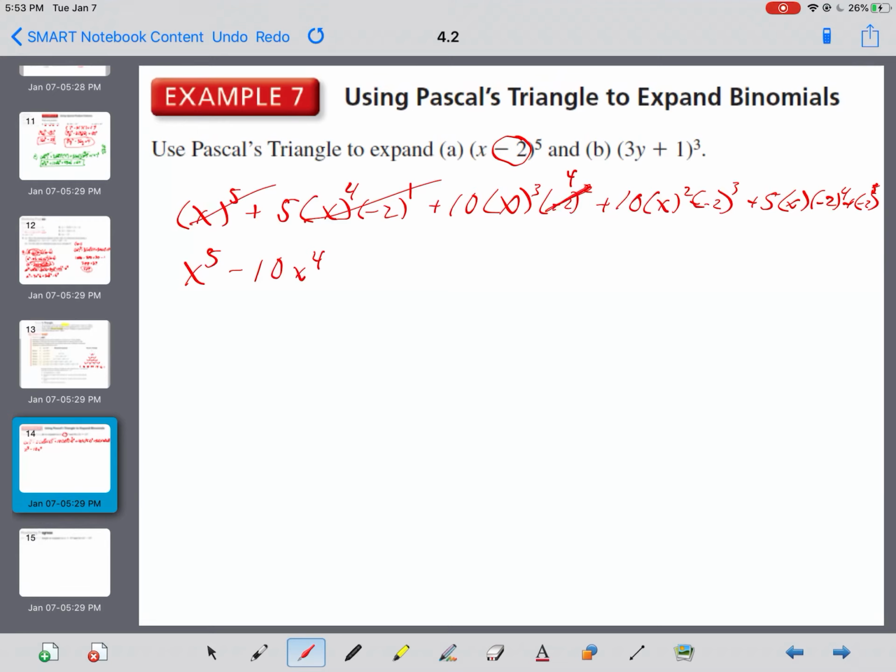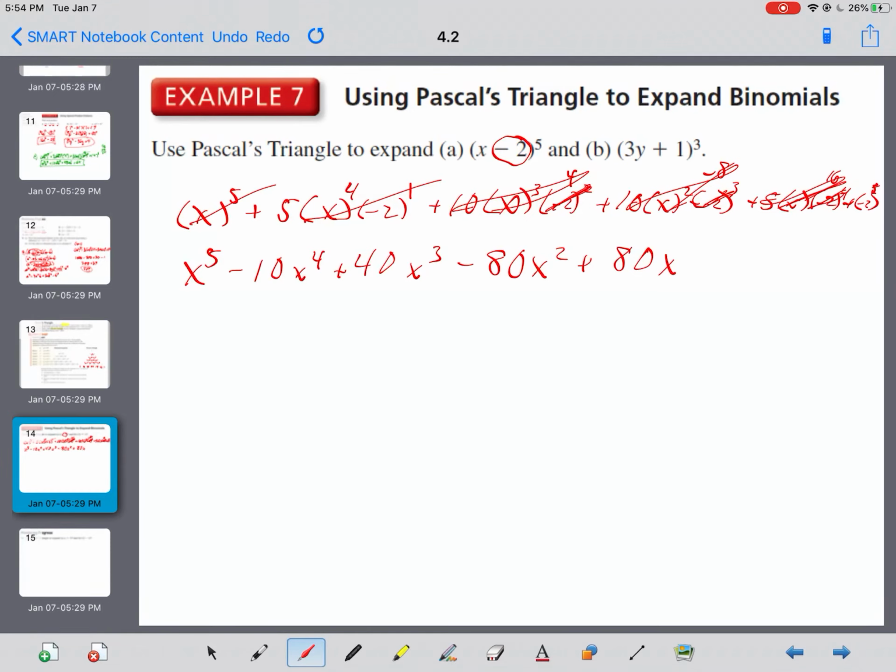Negative 2 squared is a 4. 4 times 10 is 40, x to the 3rd. Negative 2 to the 3rd is negative 2 times positive 4, which is negative 8. So that's negative 80x squared. Negative 2 to the 4th, well, negative 8 times a negative 2 is going to be positive 16. That's a 16. 16 times 5, 50, and 30 makes 80x.